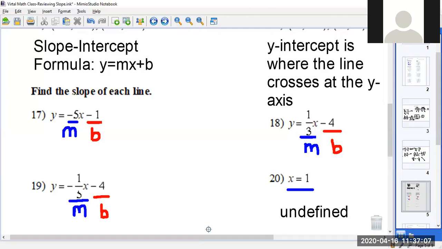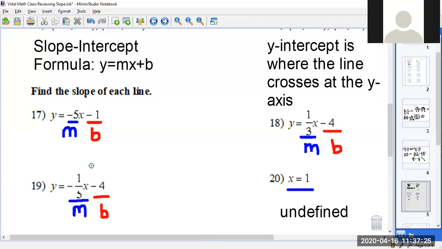All right. So you want your equation to have y equals something. Because if y equals something, that means you have three choices: a positive slope, a negative slope, or even a zero slope.